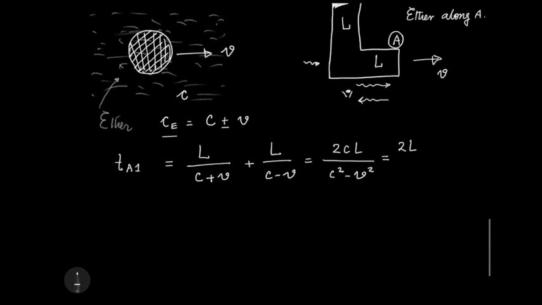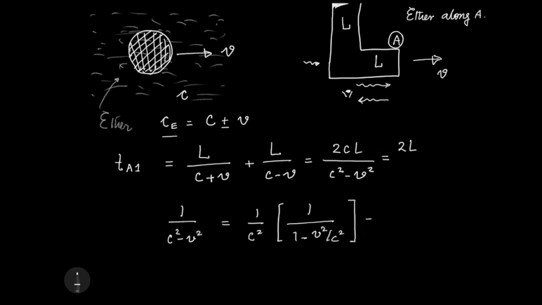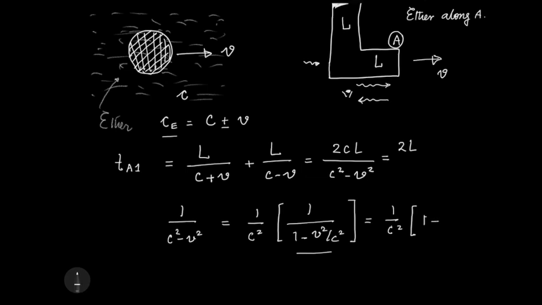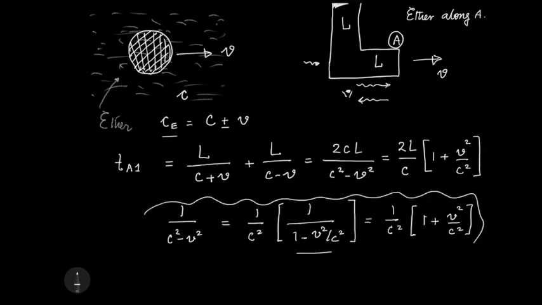So because of that, I can expand this. I can write 1 by c square minus v square. I take first 1 by c square common outside. So what I am left with is 1 by 1 minus v square by c square. And then I Taylor expand this part. So that approximately can be written as 1 plus v square by c square. Okay. So that's 2 c's in the numerator. There was 1 c in the denominator. So that cancels one of the c's. So this becomes 1 plus v square by c square. So this is used in between these two steps.